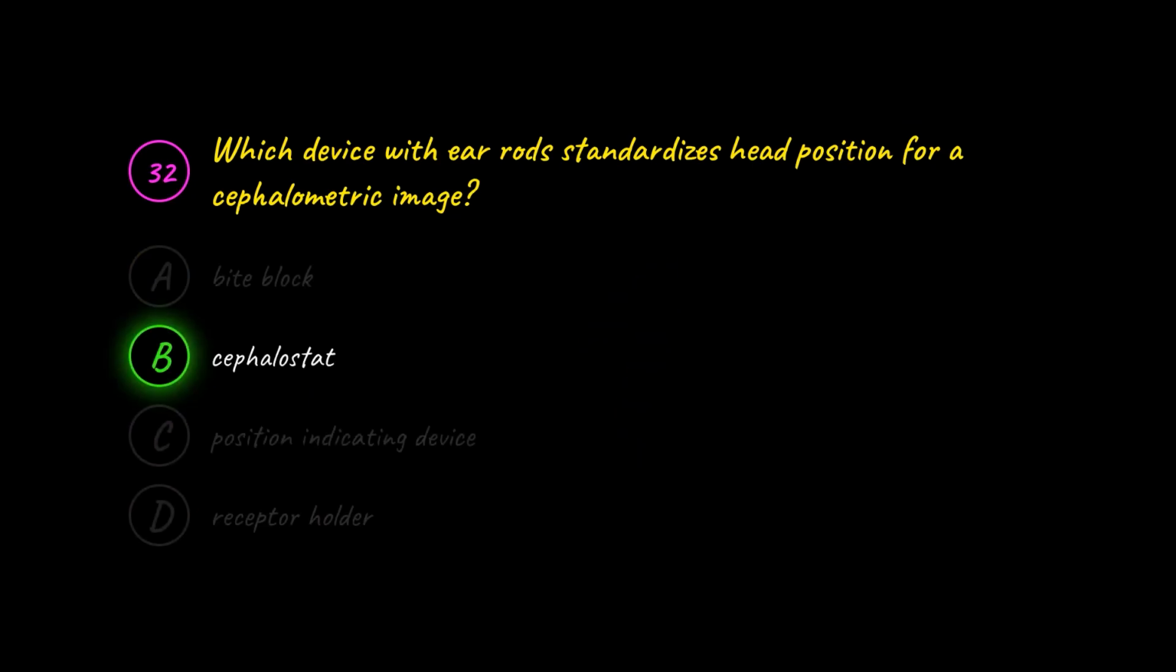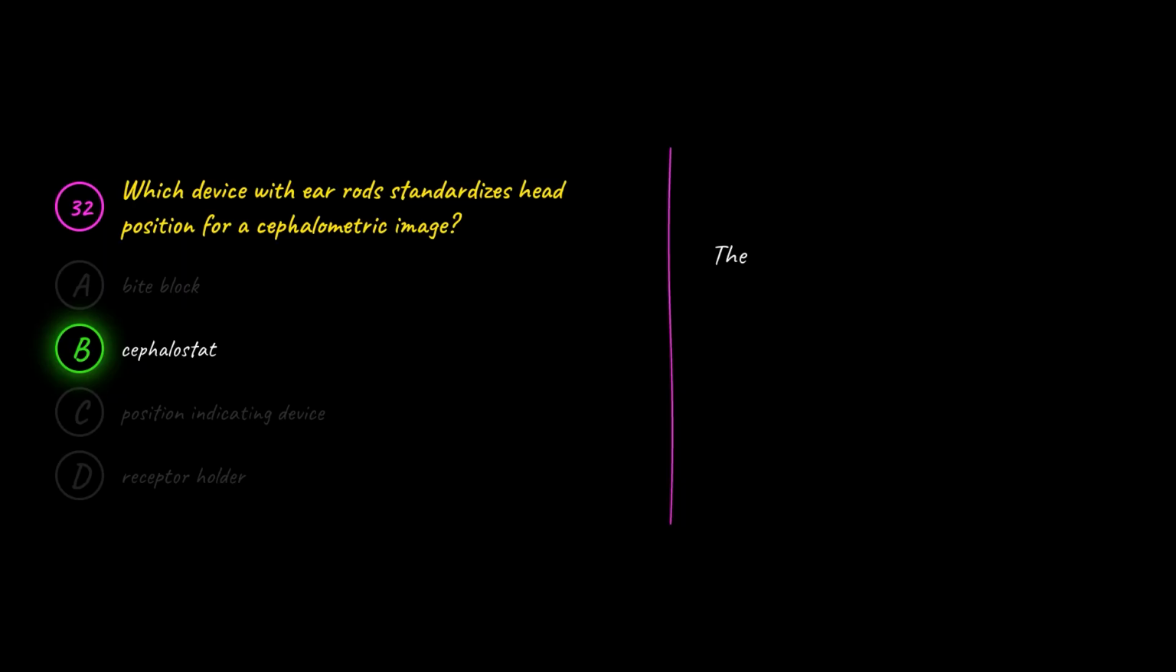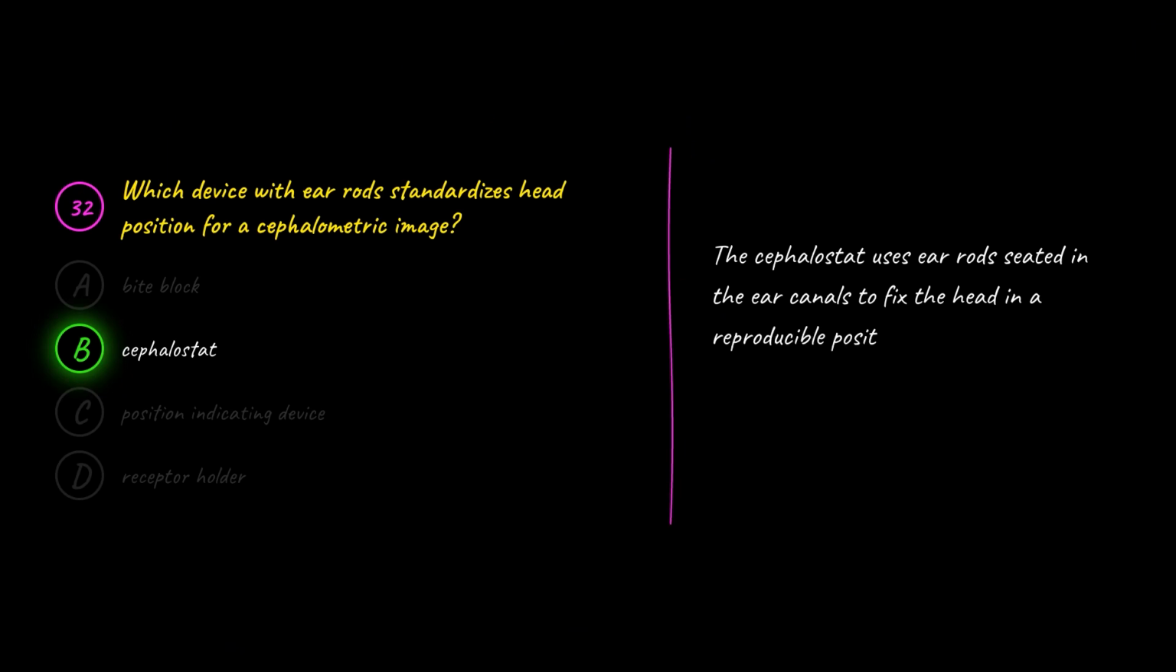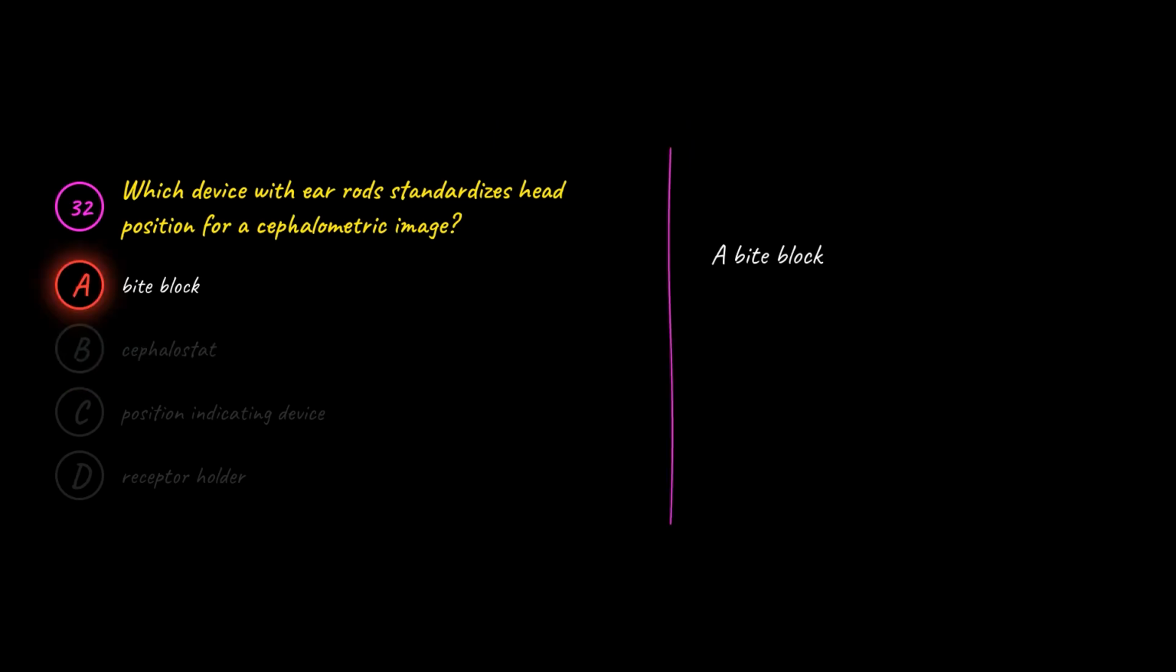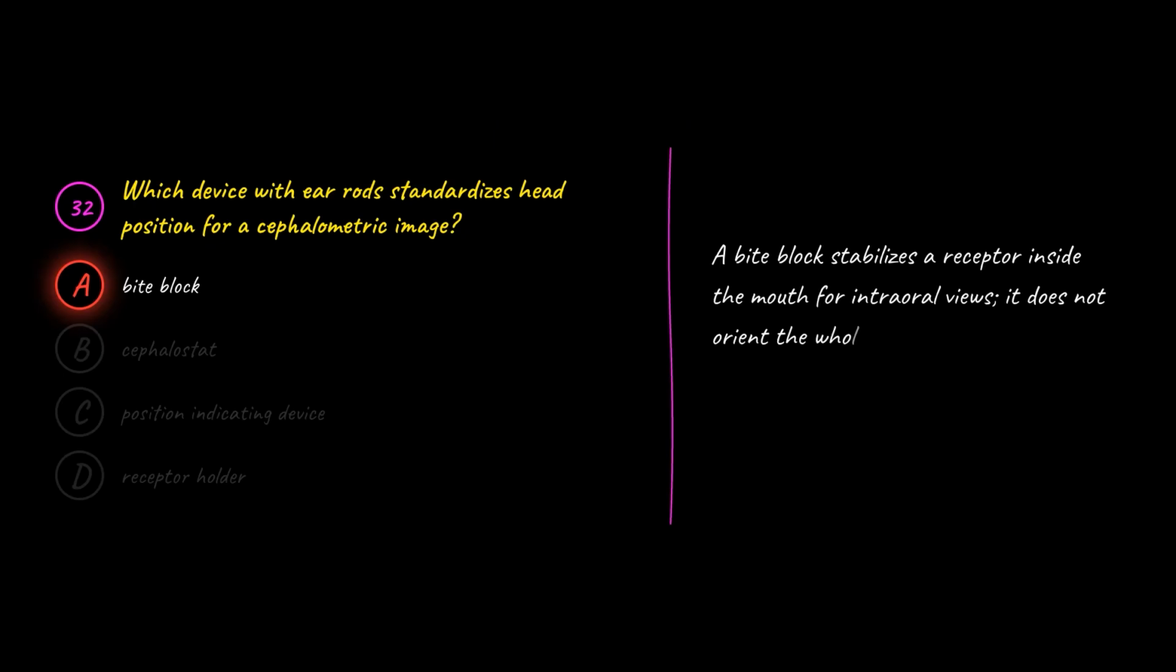The correct answer is B. Cephalostat. B is correct because the cephalostat uses ear rods seated in the ear canals to fix the head in a reproducible position, so serial cephalometric images can be compared accurately over a course of treatment. A is wrong because a bite block stabilizes a receptor inside the mouth for intraoral views. It does not orient the whole head the way the cephalostat does for an extraoral projection.